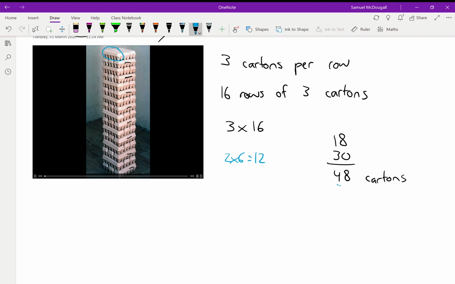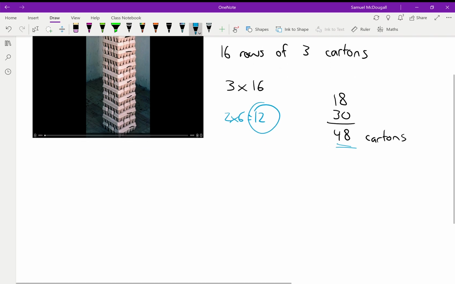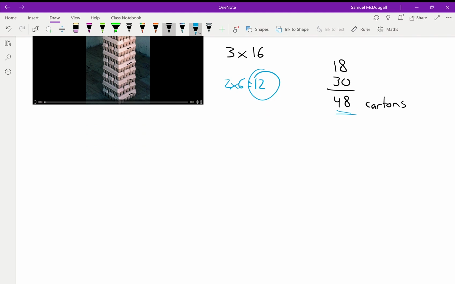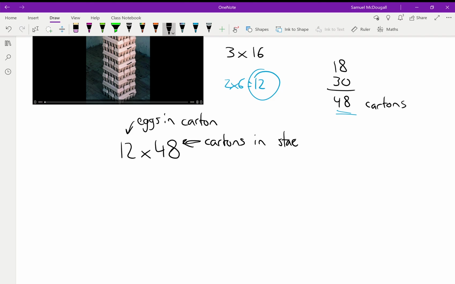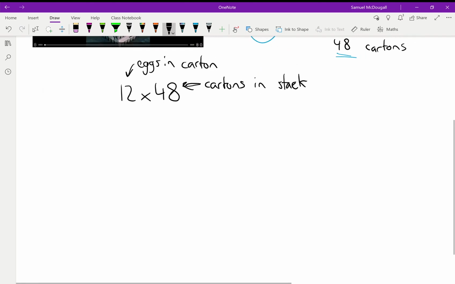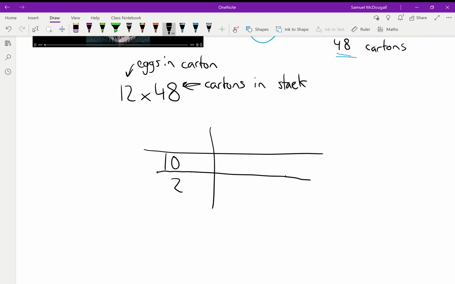So if each of these 48 cartons has 12 eggs each, in order for me to figure out how many eggs there are total, I'll need to do 12 times 48, because there's 12 eggs in each carton, and 48 cartons altogether. And I'm going to use my box method because I find this is a good strategy for me to get accurate answers when I'm doing multiplication. I'm sorry if it's a bit messy.